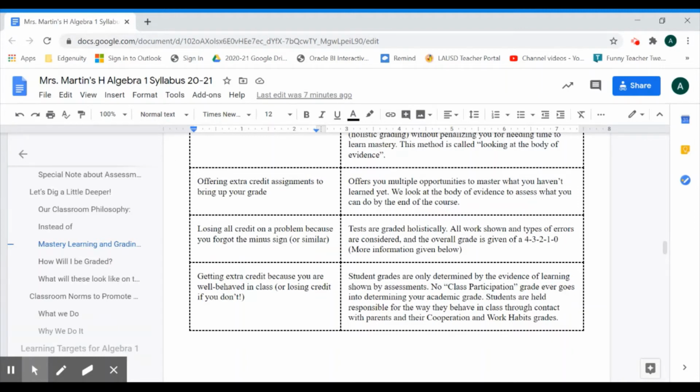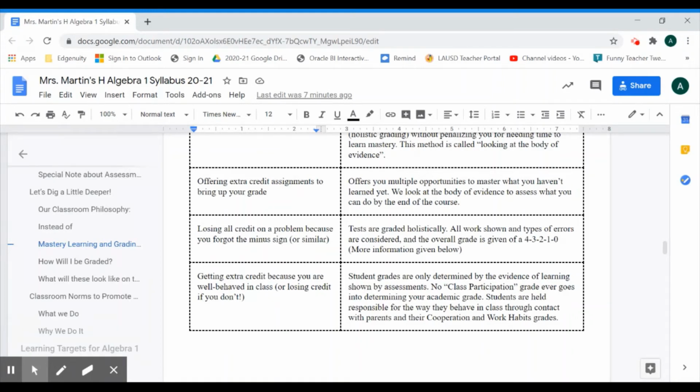Another thing some students might remember is you lose all credit on a problem because you forgot something like the minus sign in a traditional classroom. Well, in my classroom, tests are graded holistically, which means I look at the whole thing and I look at the types of errors and I consider those. And then I give you a 4, a 3, a 2, a 1, or a 0 based on the work you've provided. I've detailed those numbers below.